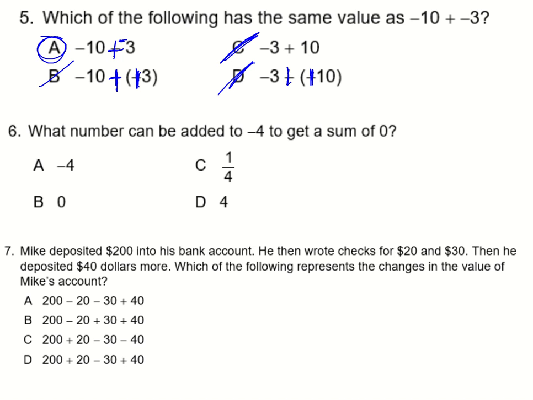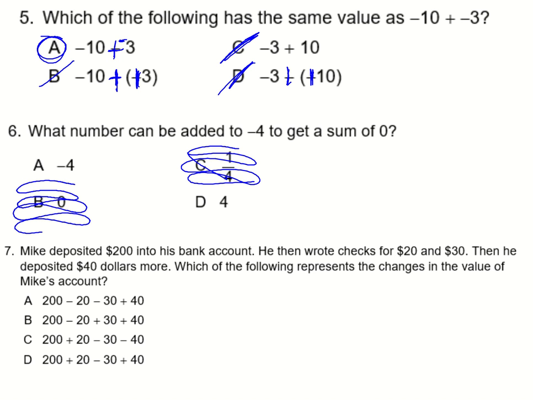All right, what number can be added to -4 to get the sum of 0? Well, we can cross off C right away because we haven't done anything with fractions. So that goes away. That should make you feel good, right? Just get rid of answers that you know don't work. We should cross off B because we know that if we add things together, 0 plus anything is still the thing, right? So B can't be our choice. So we need to now decide if it's A or D.